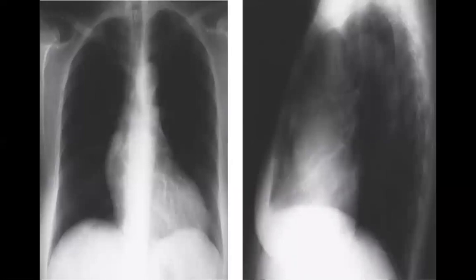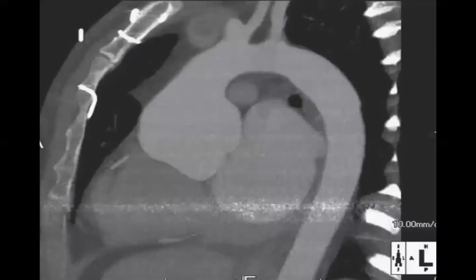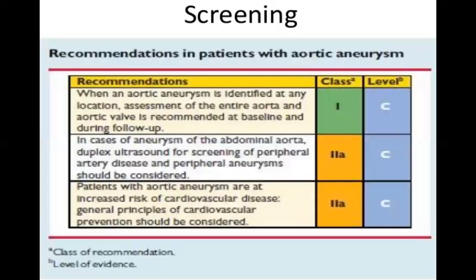On the chest X-ray, we can see on the right side absence of retrosternal airspace, and we can see the convexity of the contour of the heart on the right side, on the left X-ray. This is a TEE showing the dilatation of the aortic root. This is a CT angio, also showing the dilatation of the aortic root. And this is also the three-dimensional imaging showing also the dilatation of the aortic root.